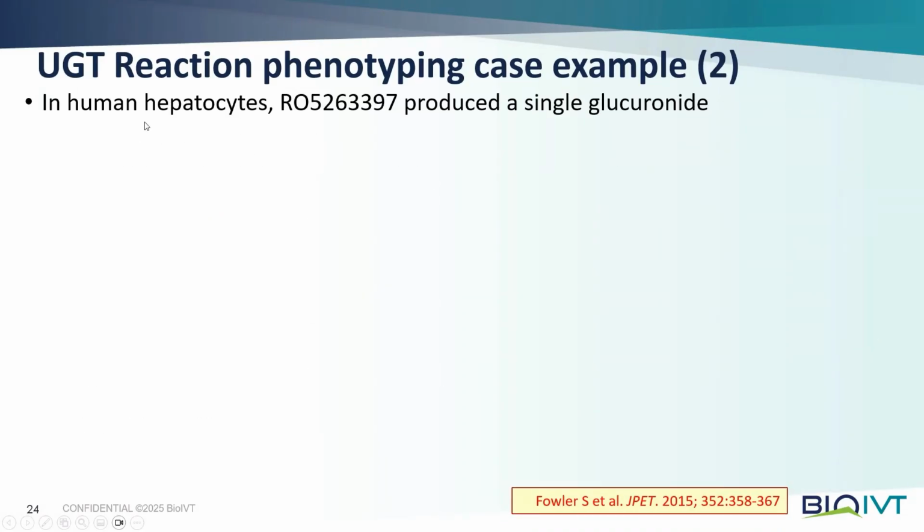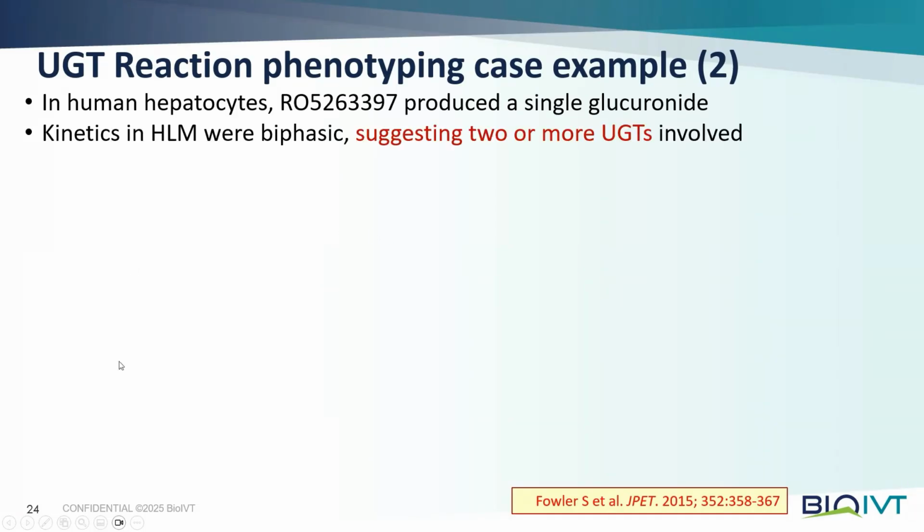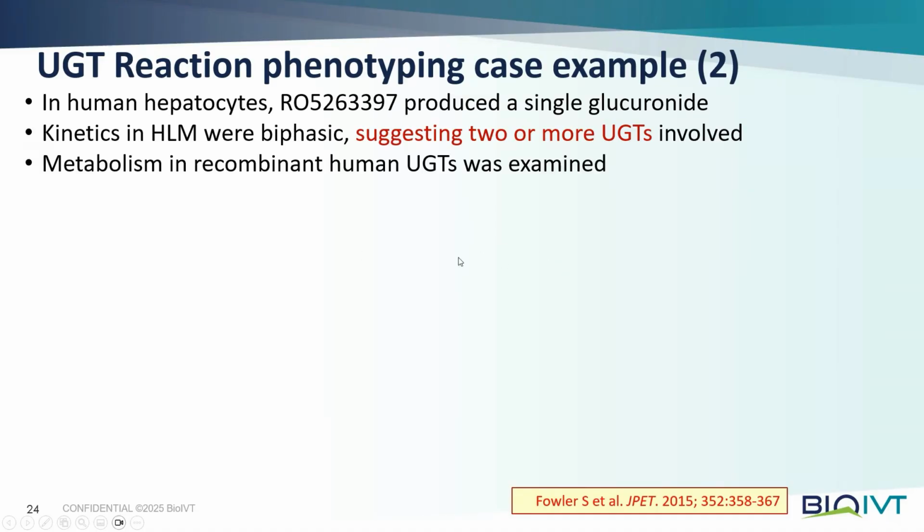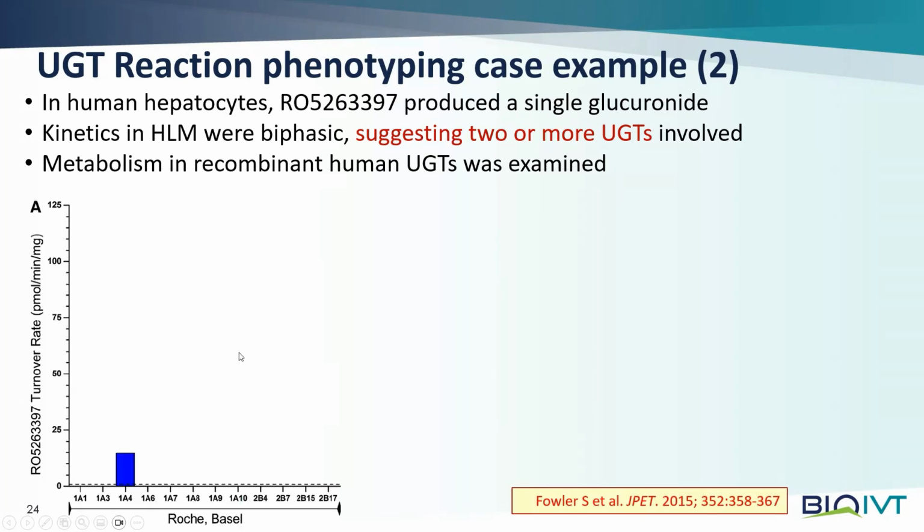So in human hepatocytes, it produces a single glucuronide, as I mentioned, and the kinetics in human liver microsomes were actually biphasic, suggesting that 2 UGTs were involved, and metabolism by recombinant UGTs was examined. At this time, they looked at this panel, which, typically these days we'd look at a much larger panel, but this was actually kind of an expanded panel at the time. And they found only UGT1A4 could metabolize and form that N-glucuronide.